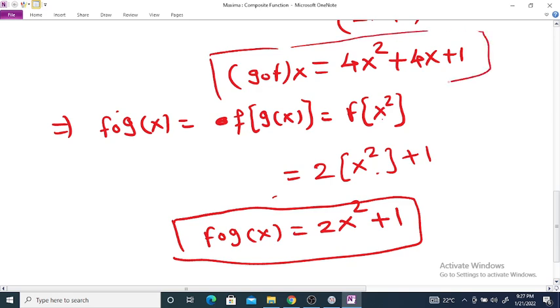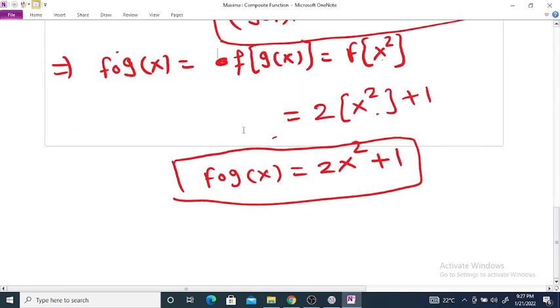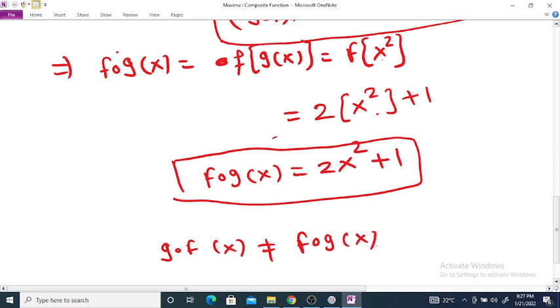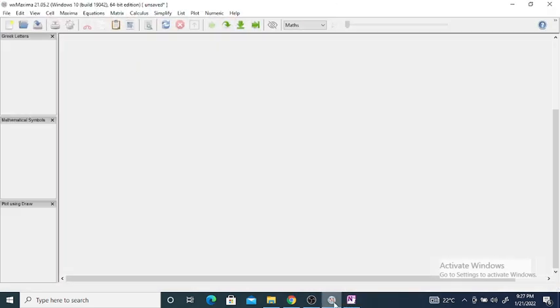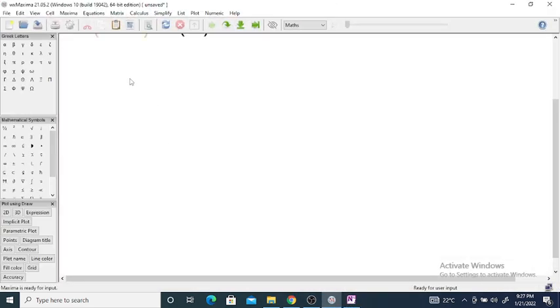From this we can conclude that g of f of x is not equal to f of g of x. So it is not necessary that these two functions are equal. Now we are going to write Maxima code to find f of g of x.